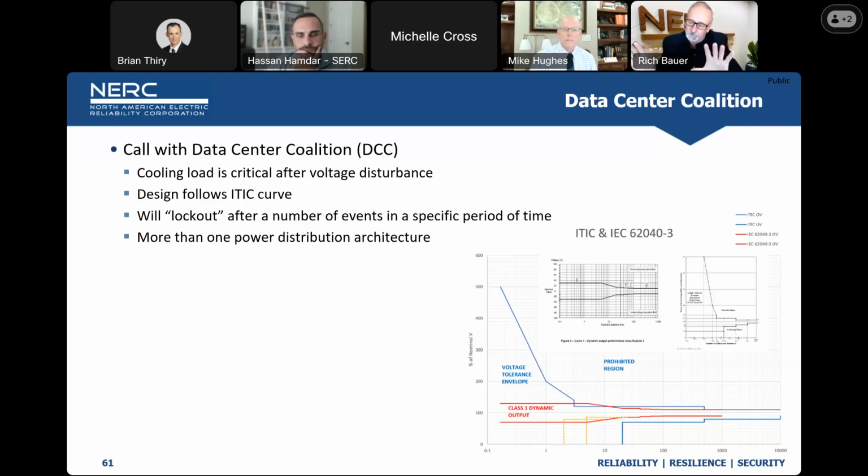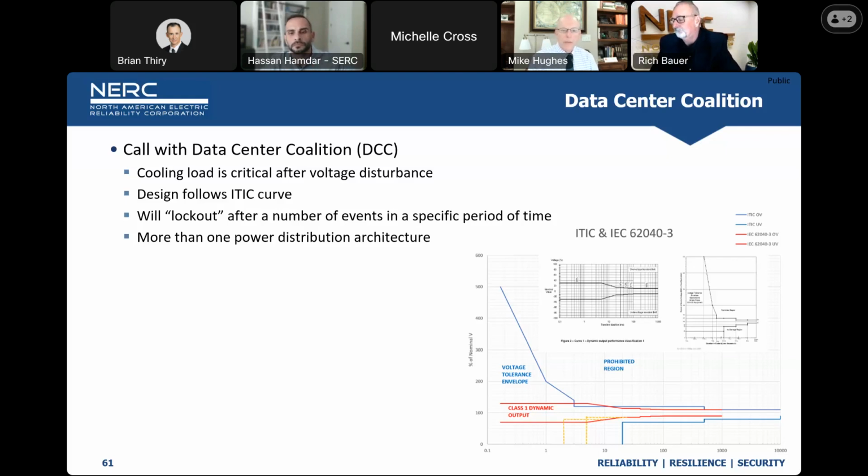So hopefully that gives you a little bit of an idea, and maybe it gives you some other places to go look so you can get more information. Look for that IEC 62040. But at the end of the day, hopefully that gives you a little bit of a sense of how sensitive they are, because they are very sensitive.